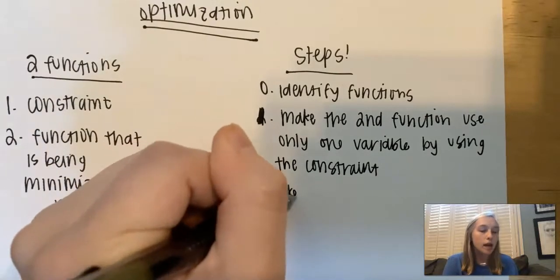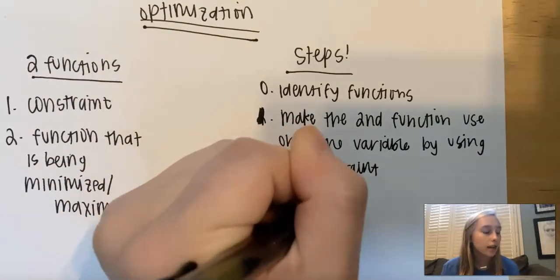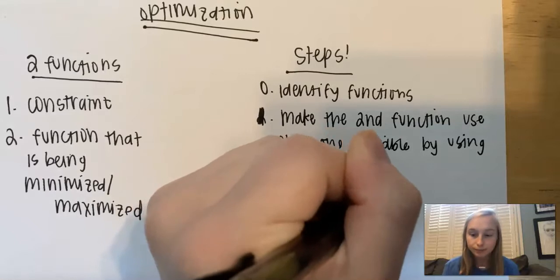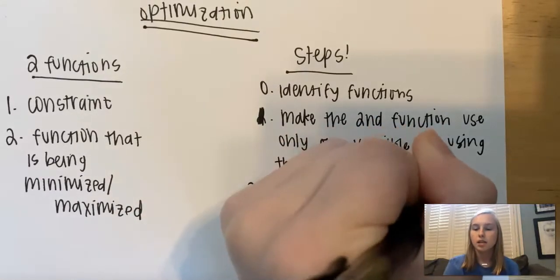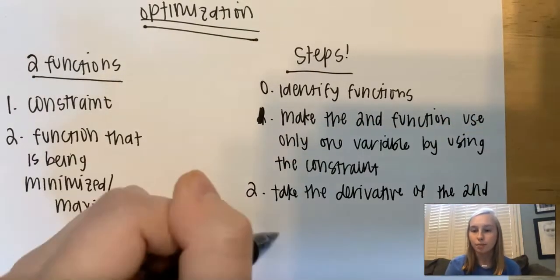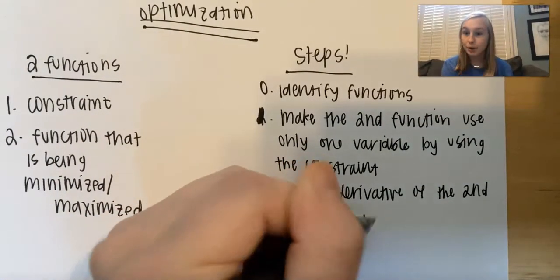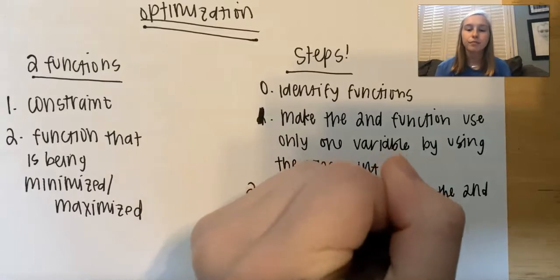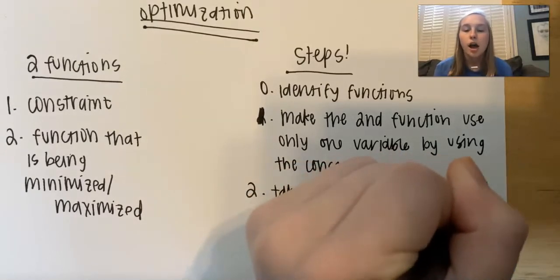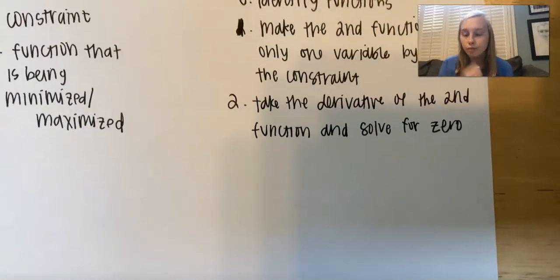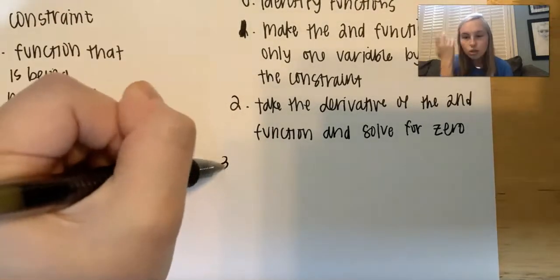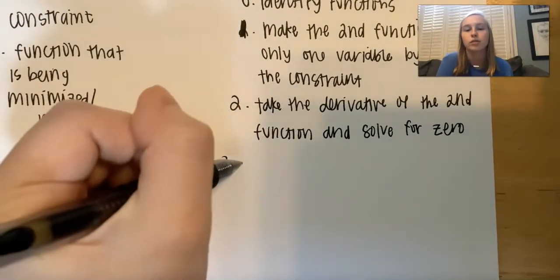Step number 2 is to take the derivative of the second function and solve for 0. See, I just learned that I can move myself instead of having to move the video. So now you can read it. Okay. So as I said, the second part is pretty straightforward. Most of the derivatives are not too bad. These equations are not terrible.